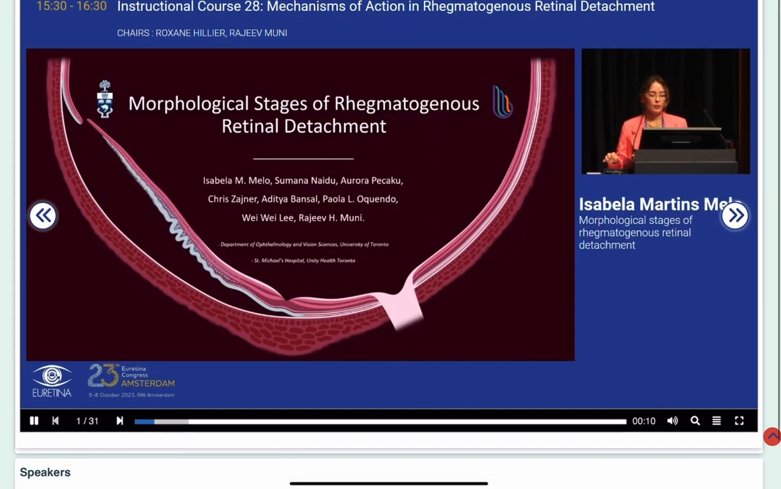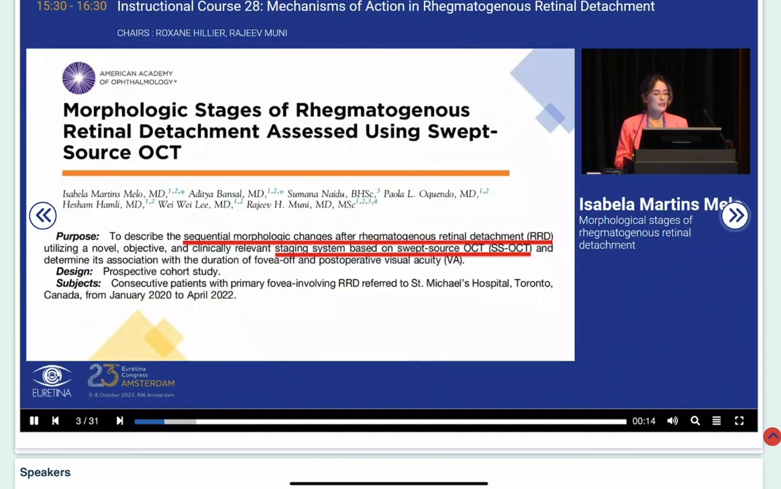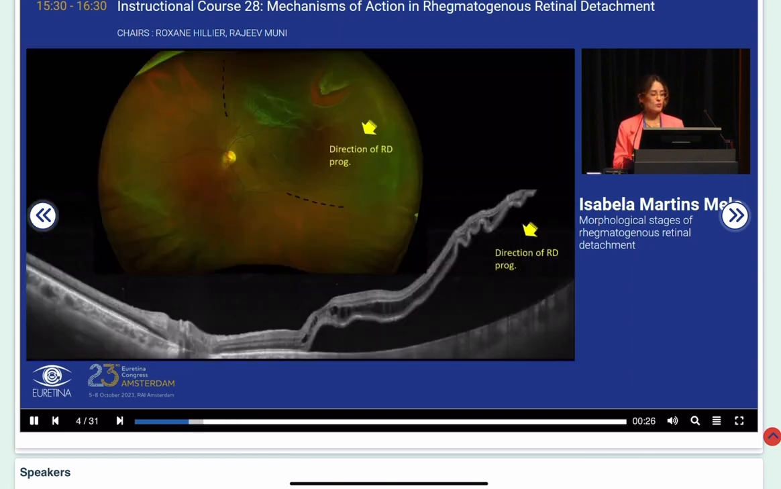Only one part of the morphological changes that happen to the retina. And so last year we published a prospective study on 49 consecutive patients in which we described for the first time the sequential morphologic changes that happen to the outer retina. And we used posterior pole and ultra-wide field swept-source OCT, and we assessed the retina along the direction of the RD progression from the peripheral break to its leading edge.